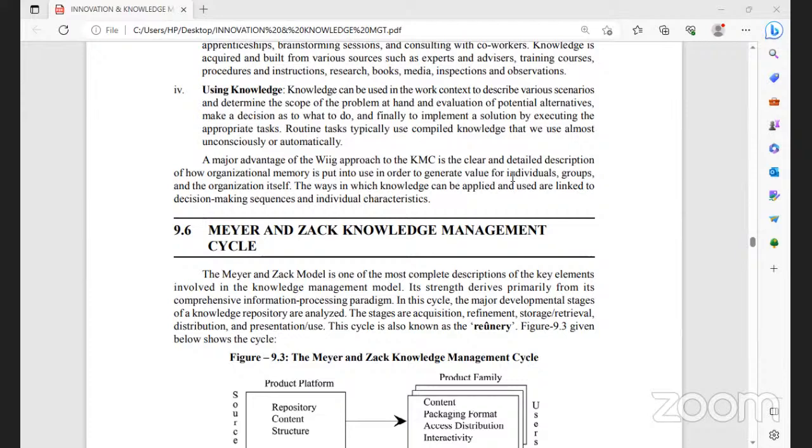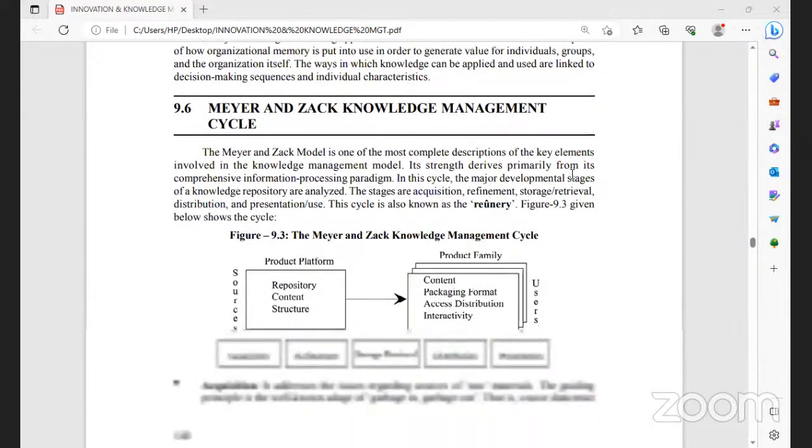Means those who are involved in the business environment, those who are taking stakeholder decisions using this Wiig's knowledge management cycle, ultimately they'll get a result as a value addition to their particular organization or institution or that particular project work using this Wiig's knowledge management cycle implementation.